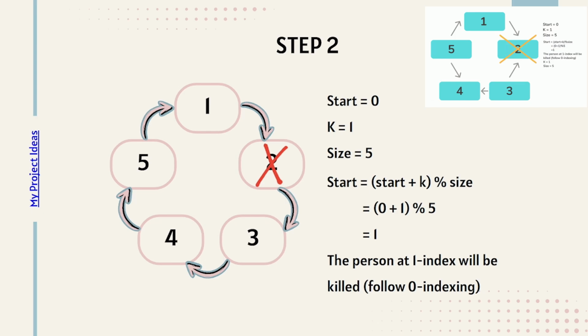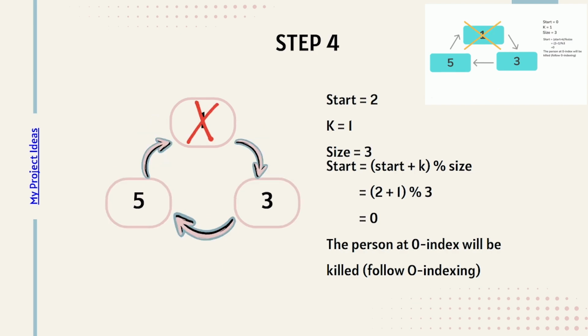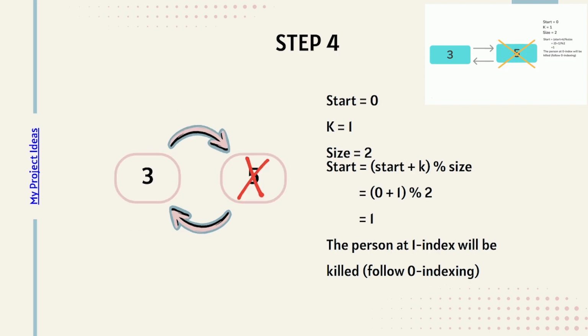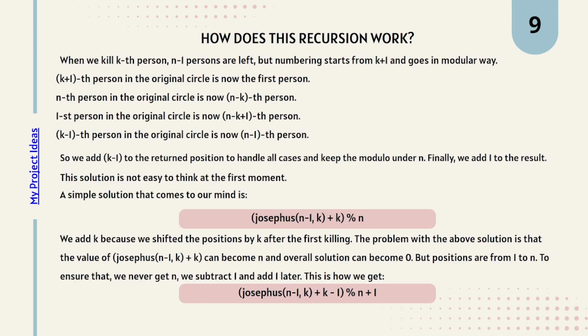It follows that algorithm. In step 3, again, the person at the second index is killed. We are following the zero indexing format here. The first index is 0. In step 4, the person at the 0th index is killed. In step 5, the person at the 1st index is killed. And finally, the person at the third position survives. This is very simple, guys. I'm just following that formula which I showed you. It's written over here as well.